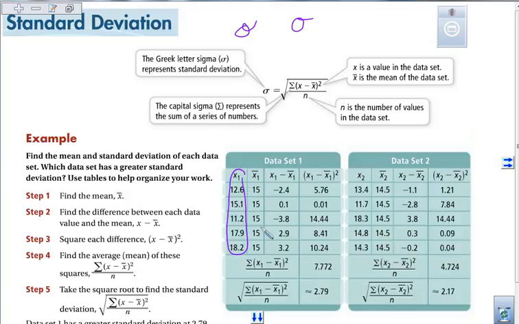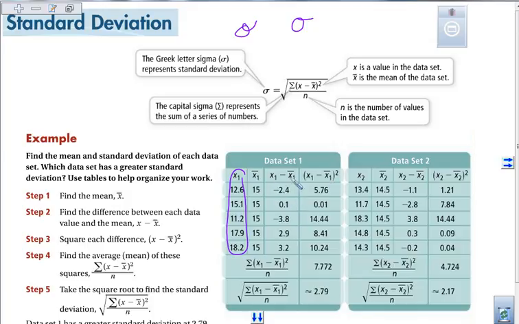And then notice the mean is the same every time. And then what we're going to do, step 2 says calculate the difference. So then I do 12.6 minus 15, 15.1 minus 15. So this is the difference. So I'm just subtracting those numbers.